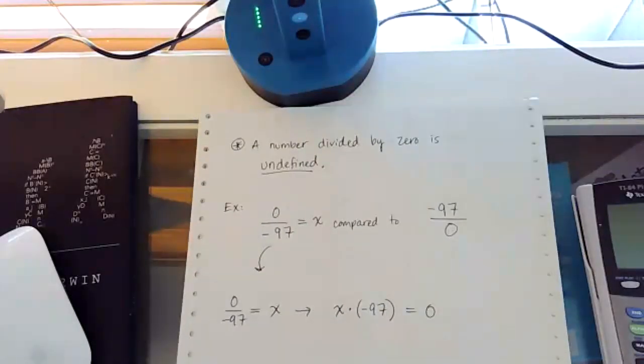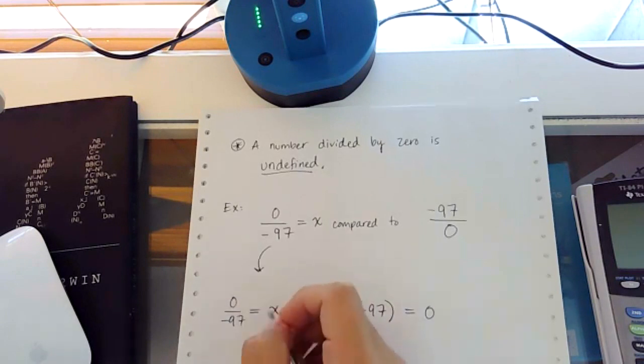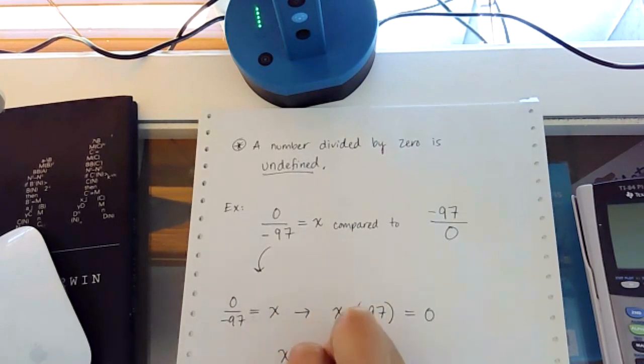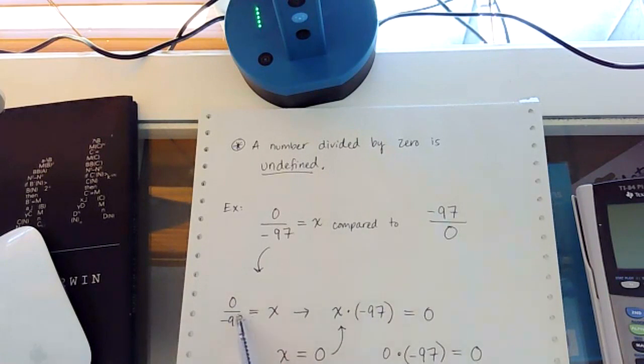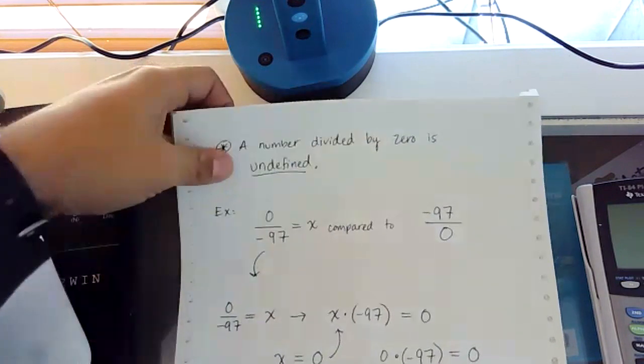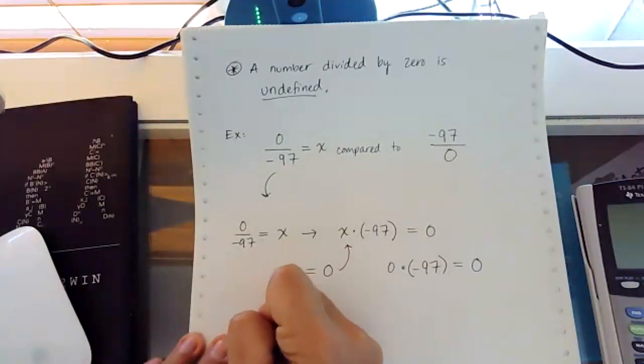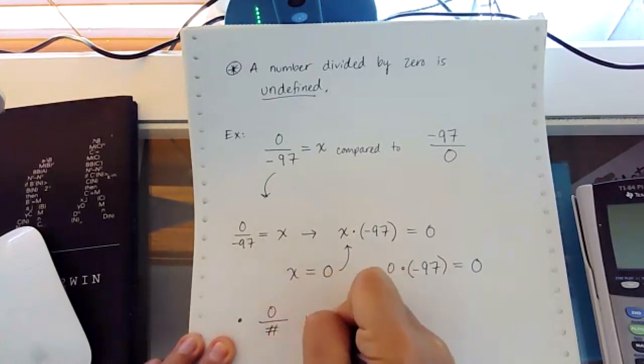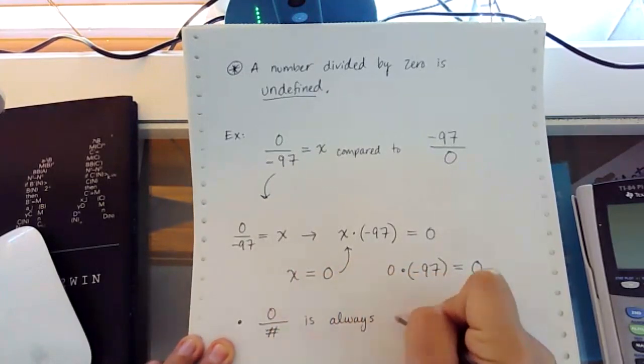It is a quantity. Sometimes we are a little bit lazy in our speech and we say that 0 means nothing, but 0 is a number. So in this instance, x could be 0, because if you plug 0 in right there, you would get a true statement that 0 times negative 97 does in fact give you 0. So 0 divided by a number is going to be 0 all the time. So we can put it that way: 0 divided by a number is always 0.